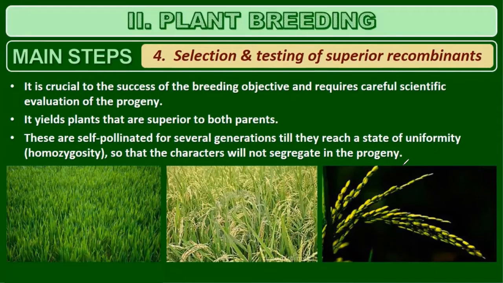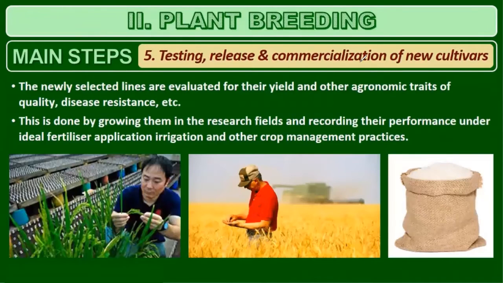So in this process, once the hybridization is done and progeny of the desired character is received, self-fertilization, self-pollination is performed so that uniformity is achieved, that is homozygosity is achieved, and a pure line of the particular plant is achieved. The last one is testing, releasing and commercialization of new cultivars.